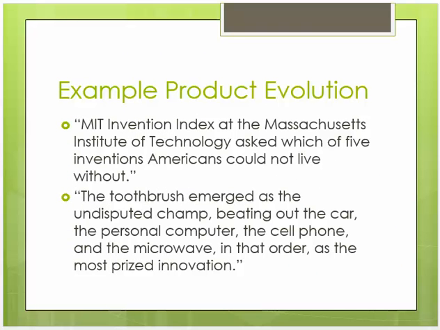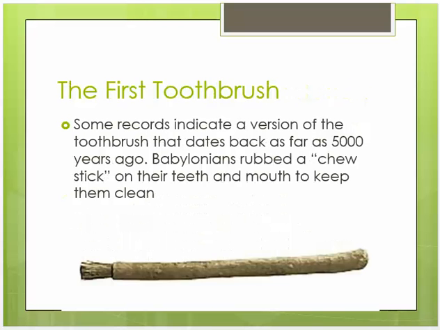Example, product evolution. The MIT Invention Index at the Massachusetts Institute of Technology asked which of five inventions Americans would not live without. The toothbrush. Yes, the toothbrush emerged as the undisputed champ, beating out the car, the personal computer, the cell phone, and the microwave, in that order, as the most prized innovation. So people said they can't live without their toothbrush.